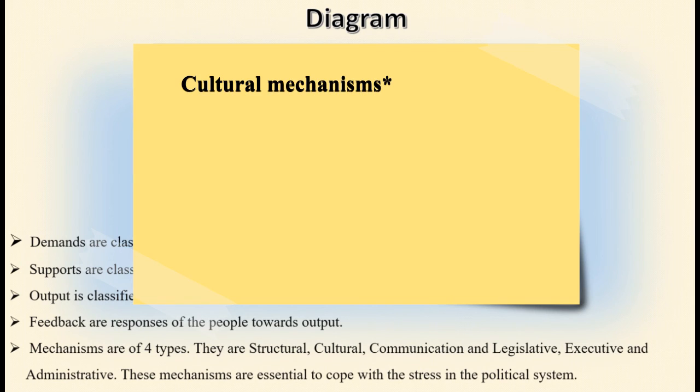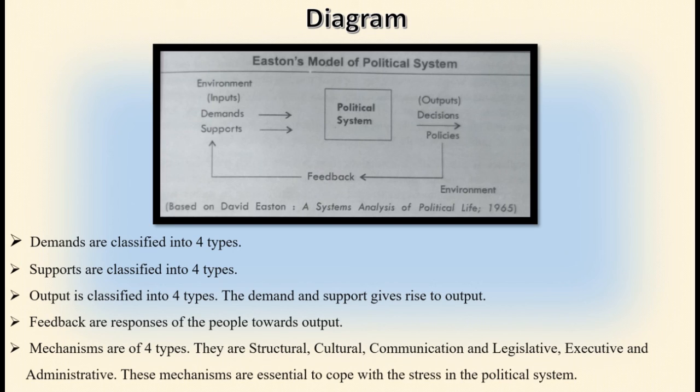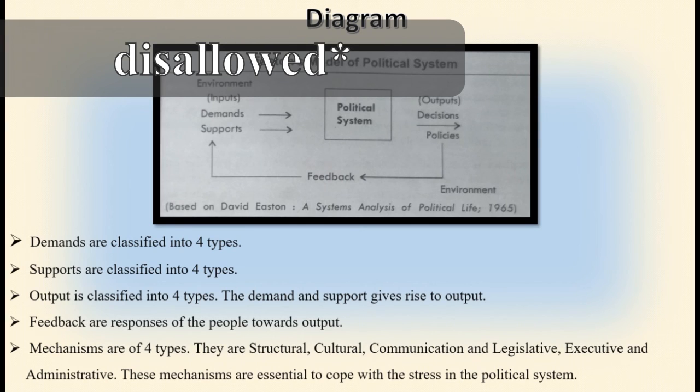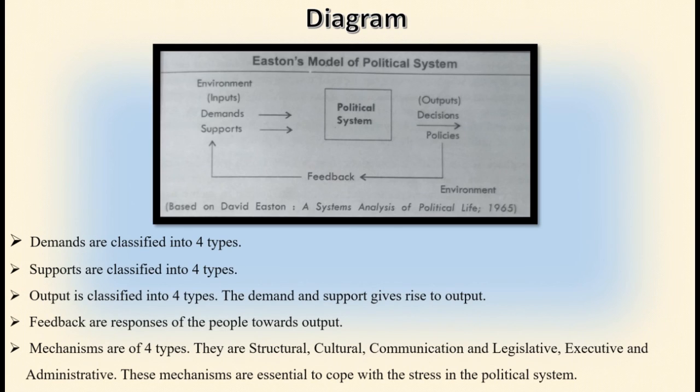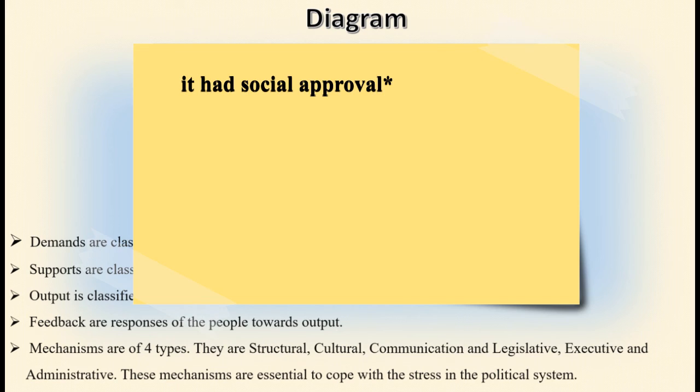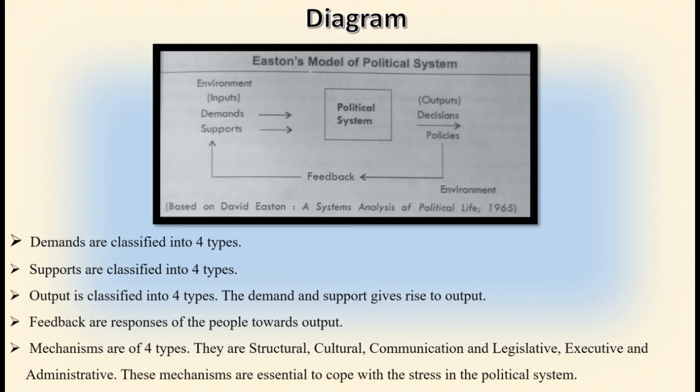B. Cultural mechanisms are beliefs on the basis of which demands are allowed or not allowed. For example, triple talaq entered the political system because of social approval, whereas the Uniform Civil Code has not entered the political system in spite of the Supreme Court questioning the government about it, because it has no social approval.